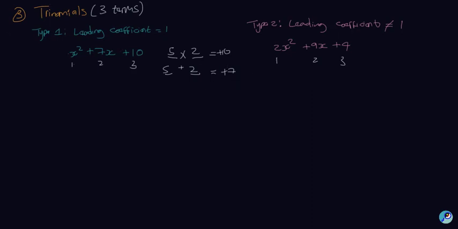So what we do is put 2 brackets, and then we say x on this side, x on that side, because x times x is x squared. And then you see that on one side it will be positive 5, and on the other side positive 2, so it's x plus 5 and x plus 2.